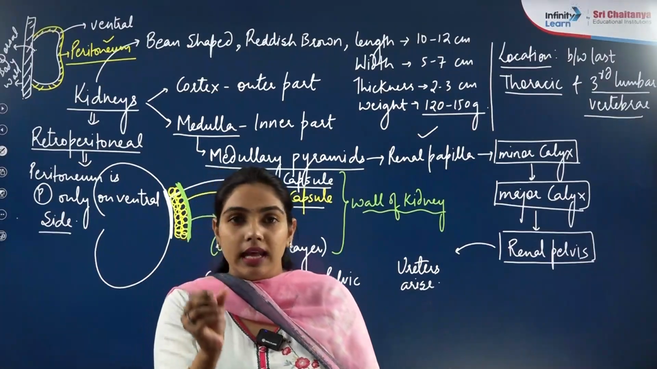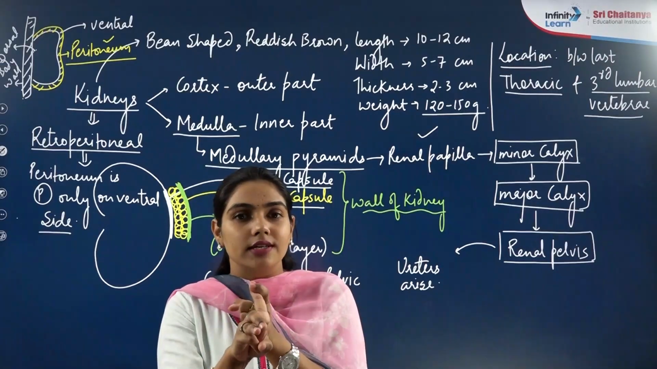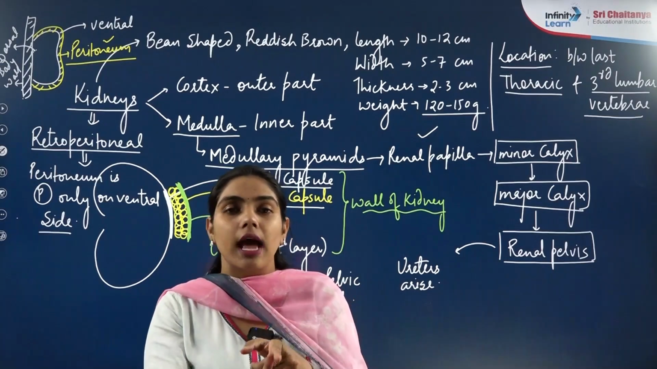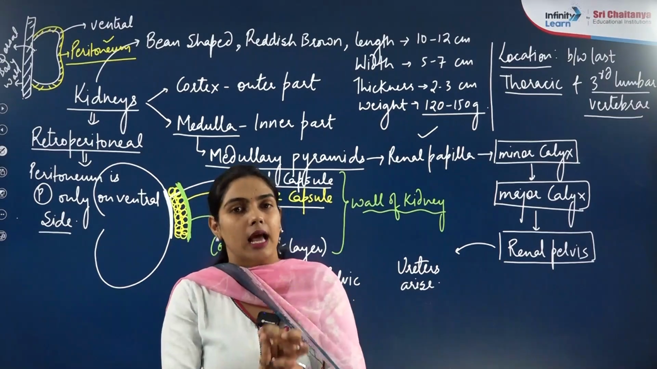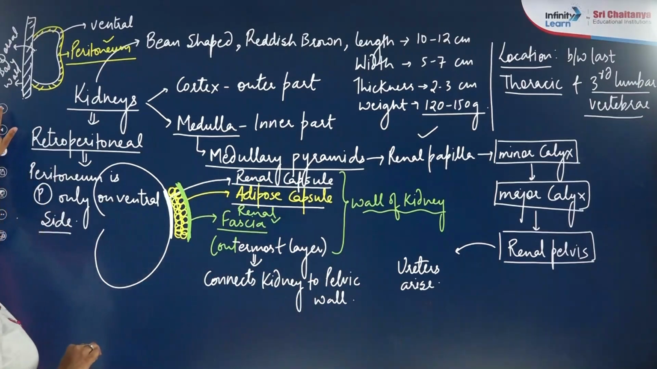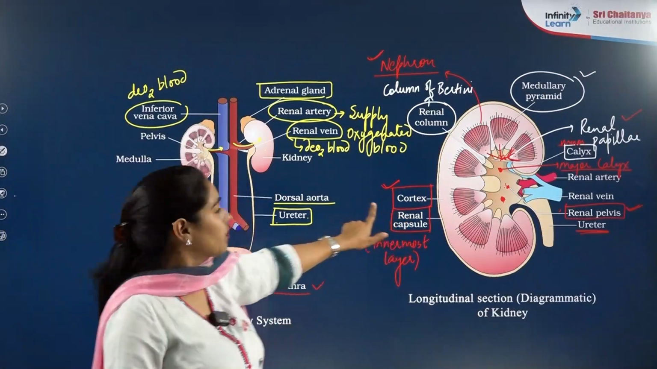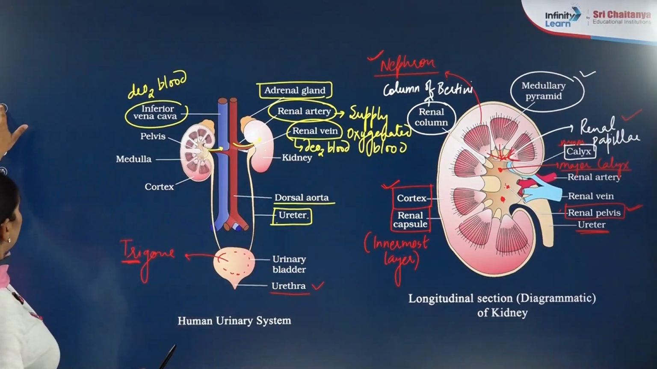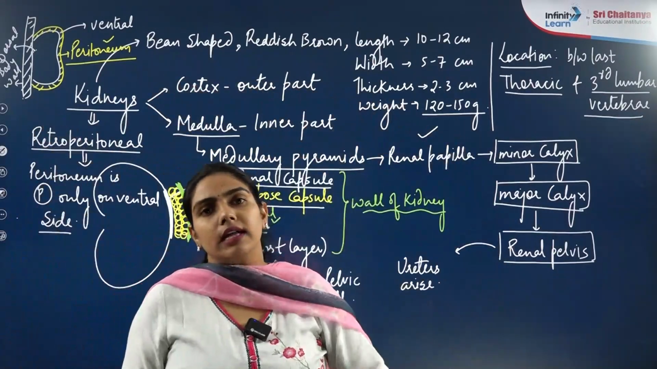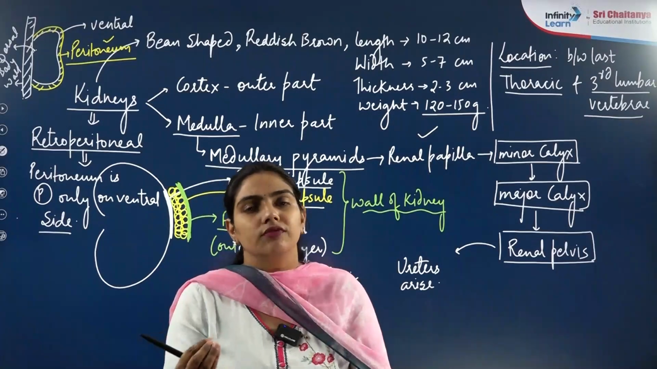How many layers are present in the wall of kidney? 3 layers. Outermost is renal fascia. Then the middle one is adipose capsule and the innermost is renal capsule. Renal capsule is labeled in the NCERT diagram you have seen. Renal capsule is labeled here. Right. Then we have talked about everything about kidney, like the color, the size, the weight of the kidneys, right?